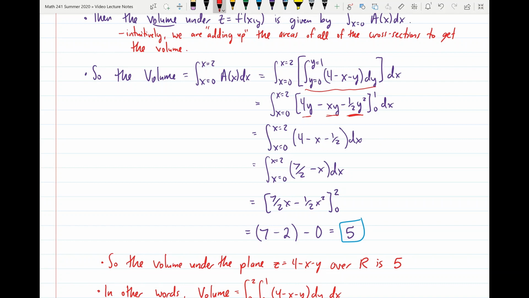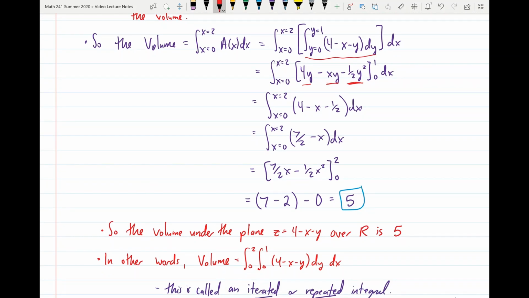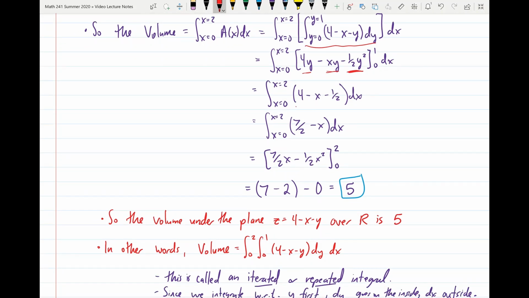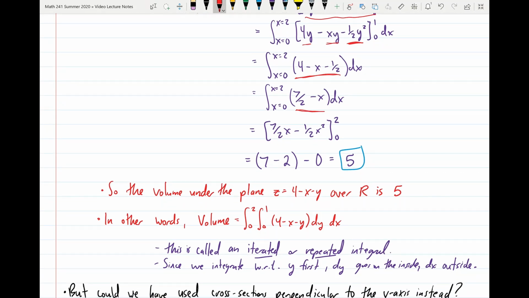Because this is a definite integral, we evaluate this expression at 1 and then subtract the expression evaluated at 0. The expression evaluated at 0 will just be 0, because we have 4 times 0 minus x times 0 minus 1/2 times 0. So we only have to worry about what happens when we plug in 1. If we plug in 1 for y, then we get 4 minus x minus 1/2. Notice that now this x is showing up inside of this next integral. Once we have 4 minus x minus 1/2, we can make it look a little nicer: it's just 7/2 minus x. And now we have just a regular integral in one variable.